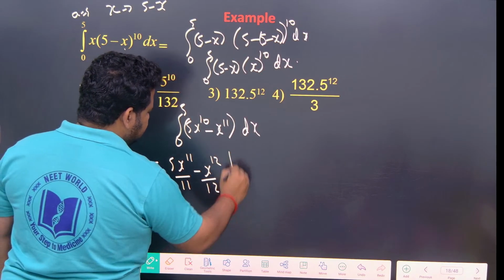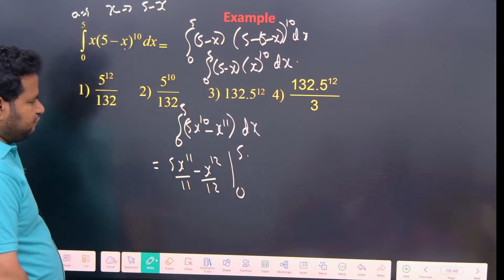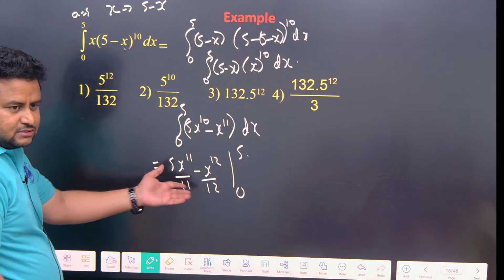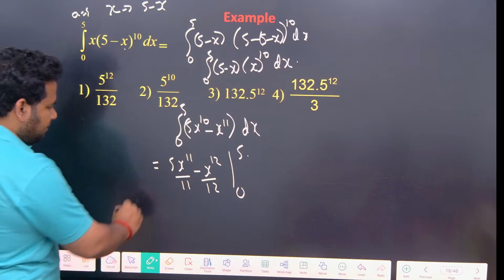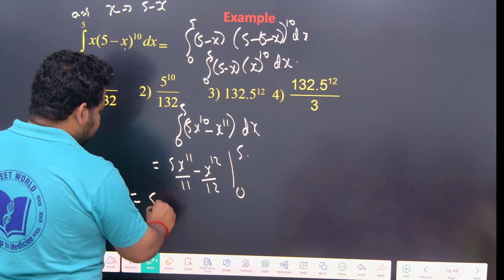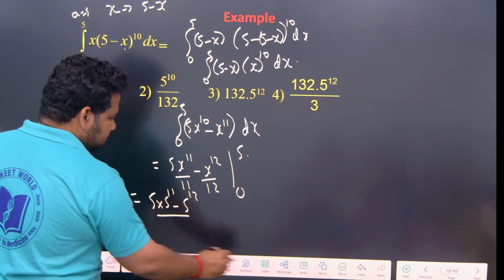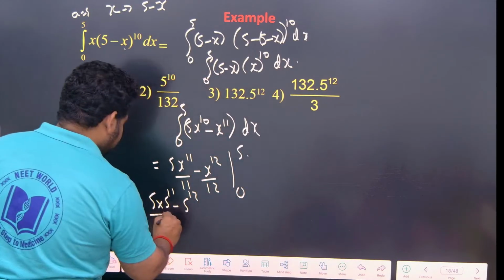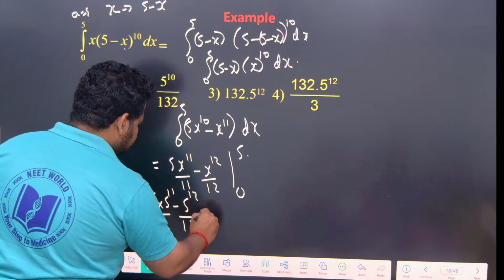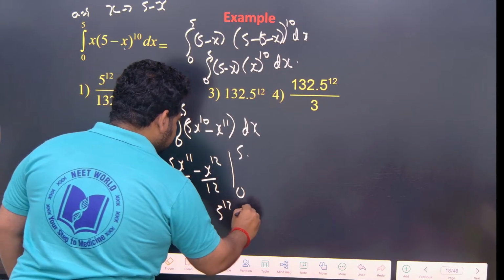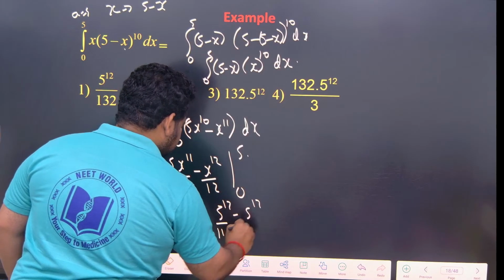This is what? 0 to 5. Now 0 is there, nothing matters, so only the upper limit I will apply. This will become 5 into 5 power 11 minus 5 power 12 divided by what is this? This will be 11, this will be 12. So 5 power 12 minus 5 power 12 divided by 11 divided by 12.